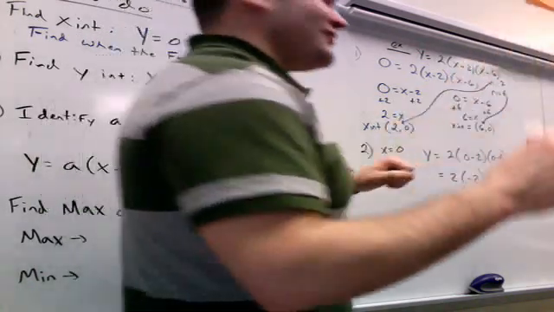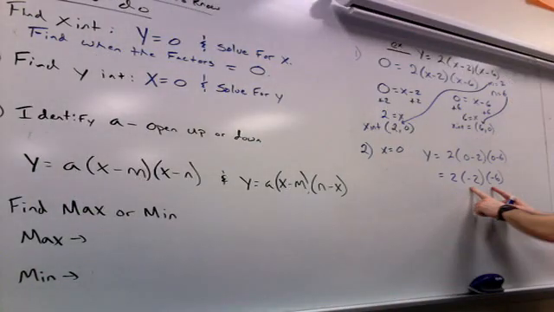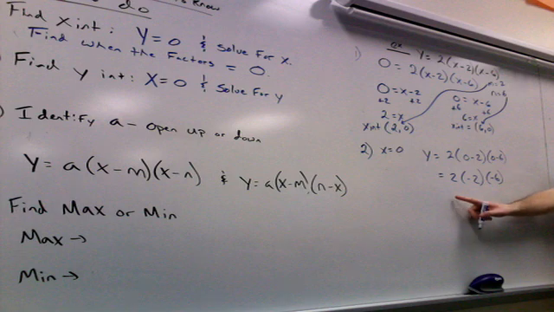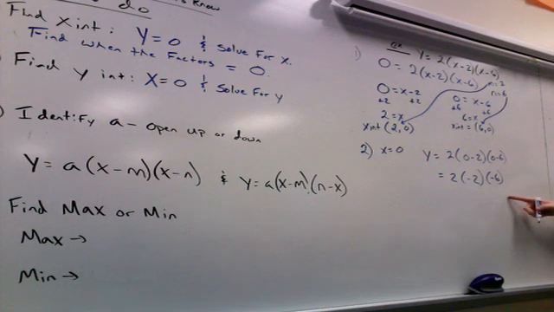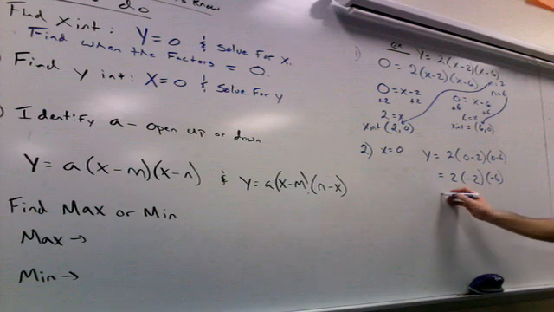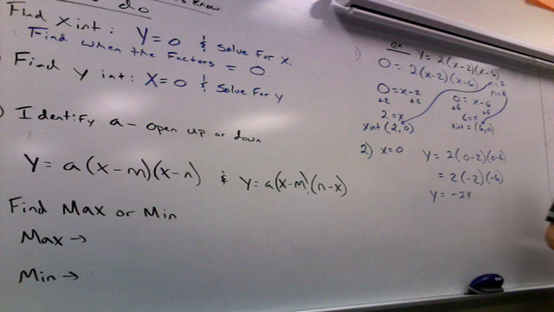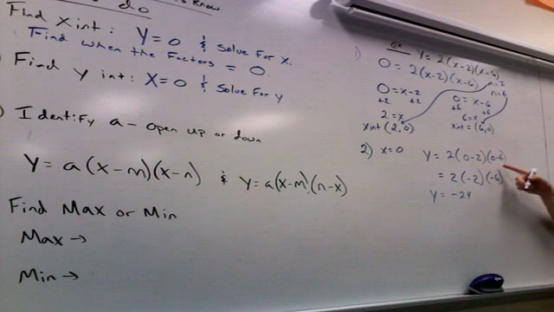Negative 24. Oh, positive, right? Two negatives make a positive. Or you could plug this in your calculator. So this ends up being y equals negative 24. That's it? Yep. That's way easier. You said it was going to be difficult, right? You plug in 0 for x.